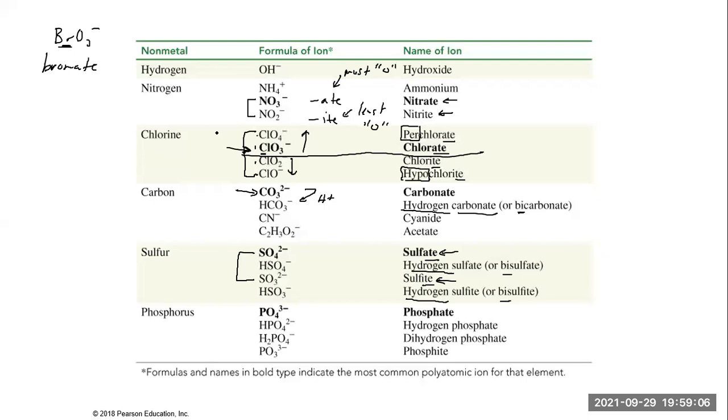Now, sometimes the best way to do this is people will remember all of the ates and know that the ites are basically one oxygen less, or vice versa, learn all the ites and all the ates would be one more oxygen. Or if people would learn them individually, that's a good way to do it. Now, in terms of polyatomic ions, this guy right here, which is NH4 plus, is probably one of the few positive polyatomic ions we'll come across.